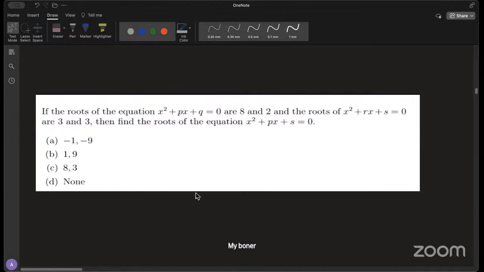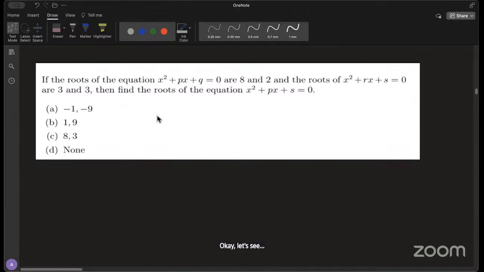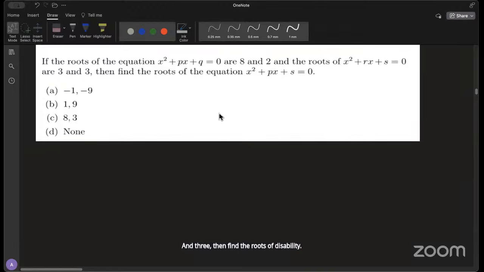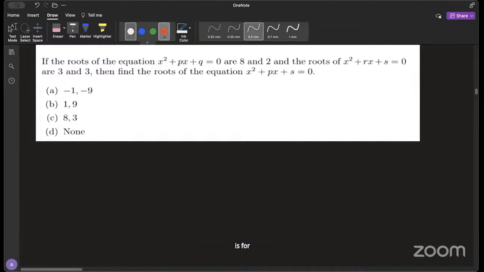Okay, let's see. So this says if the roots of this equation are given to be 8 and 2, and the roots of this other equation are given to be 3 and 3, then find the roots of this equation. Firstly, let's call this equation 1, and let's call this one 2.